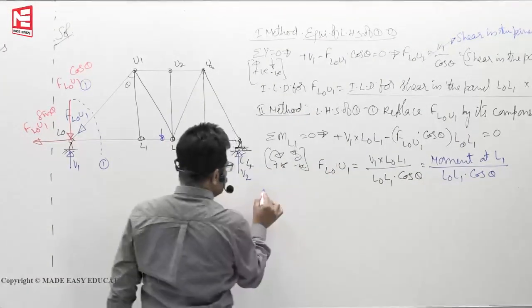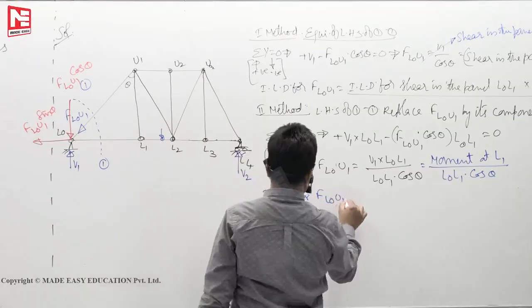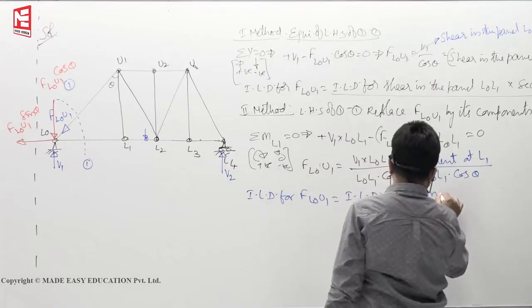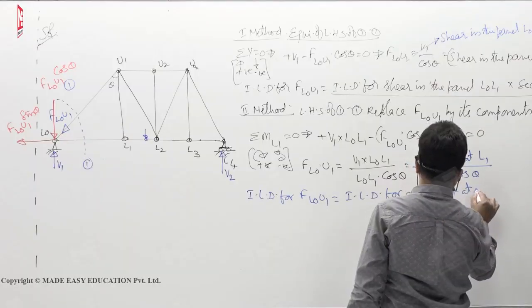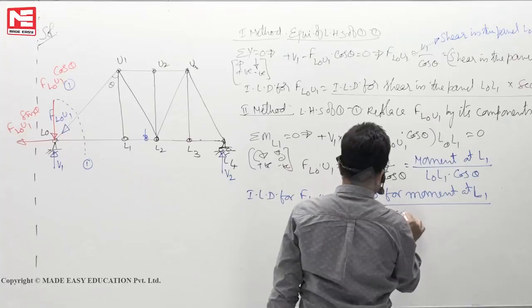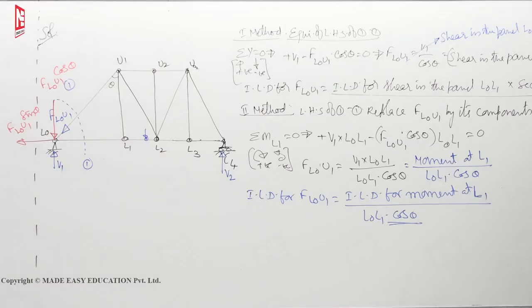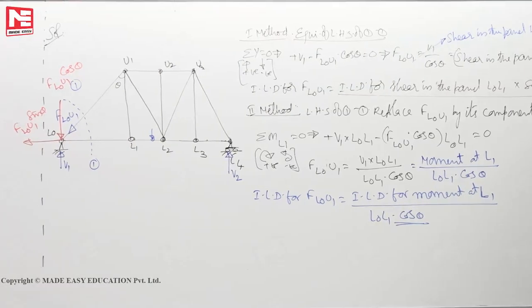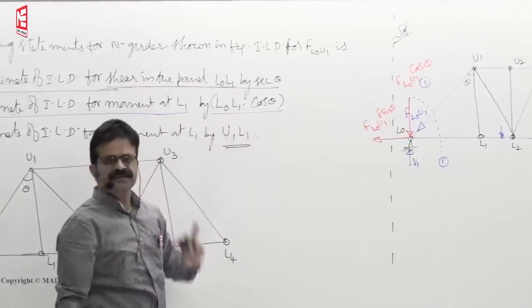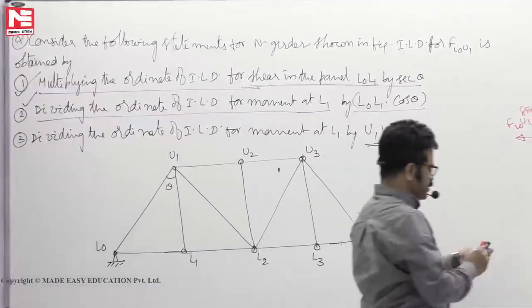But if I want ILD for F L0 U1, ILD for F L0 U1 is equal to ILD for moment at L1 divided by L0 L1 into cos theta. So second expression, let us see. Dividing the ordinate of ILD for moment at L1 by L0 L1 cos theta. So second expression is also correct. Next, third method.